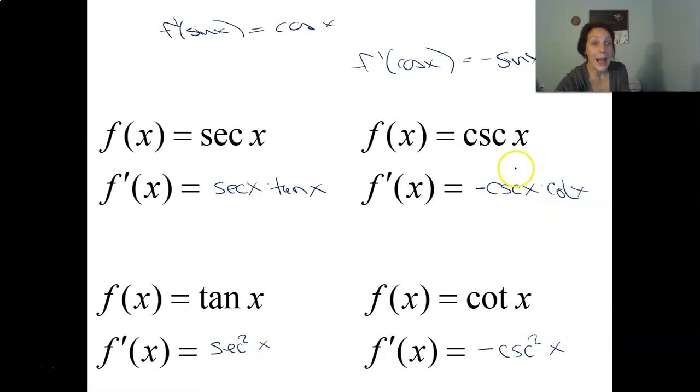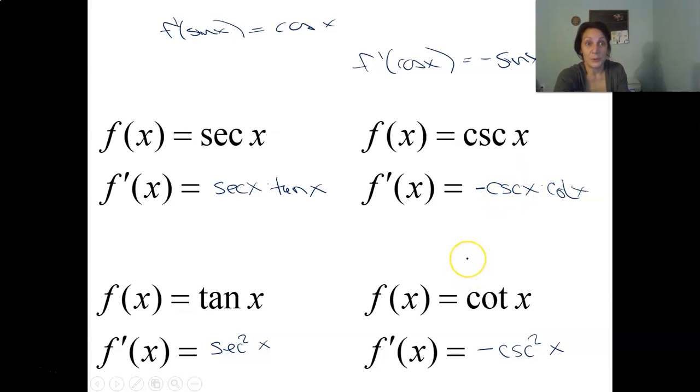Now we could go do these derivatives just like we did these ones. I could rewrite cotangent as cosine over sine and do a quotient rule. I could write this as 1 over sine and do a quotient rule and do a rewrite. This is what we're going to get. So you don't need to do that. If you want to, have at it, but you don't need to.